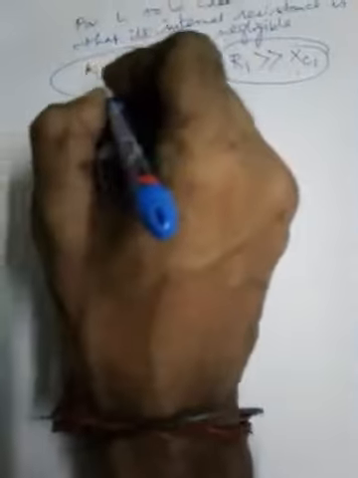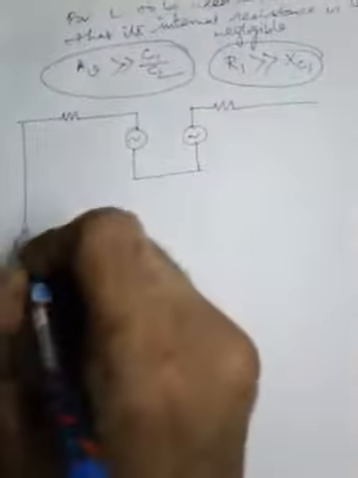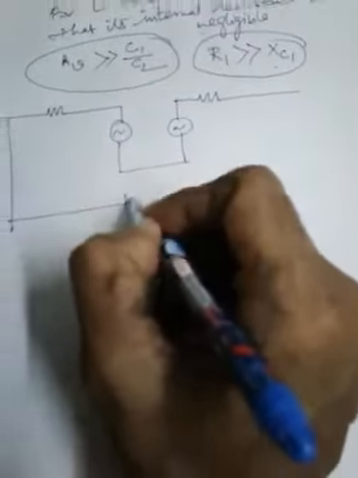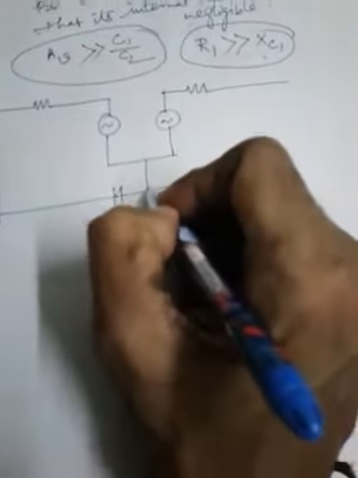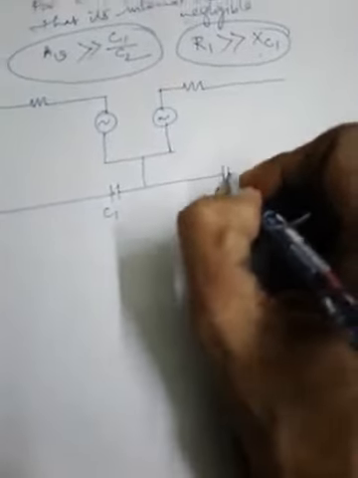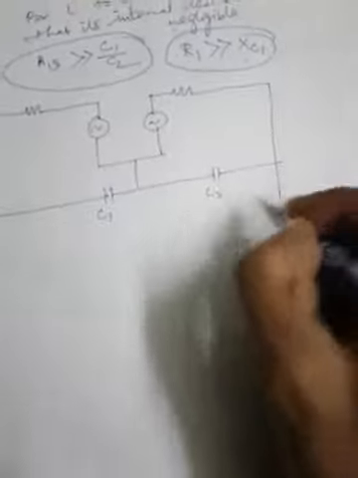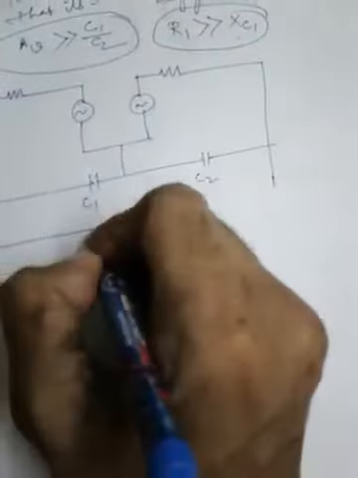Now let us draw the equivalent circuit for AC analysis in terms of H parameters for the Colpitts oscillator. It can be very simply drawn. This part is the basic transistor part, and along with this the two capacitors should be connected in this fashion, C1 and C2, and parallel to that the inductor L is to be connected.